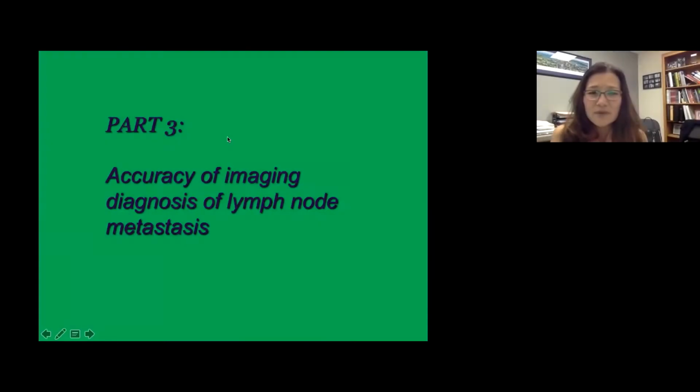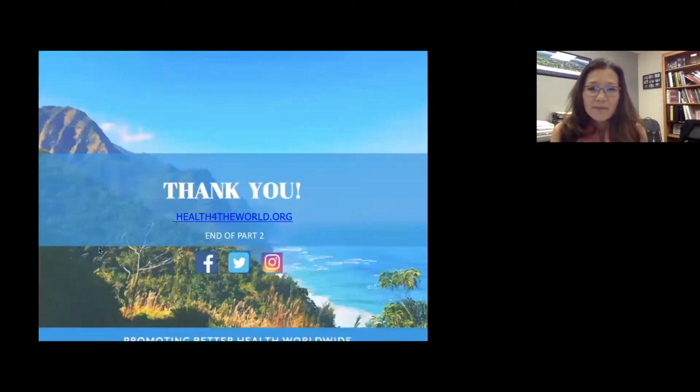So next, I'd like to go through part 3, which is accuracy of the imaging diagnosis of lymph node metastasis. So we use CT, MRI, or other techniques to differentiate or detect the metastatic disease from normal or reactive lymph node in a head and neck cancer patient. But how accurate, how good those imaging techniques are, we need to investigate.